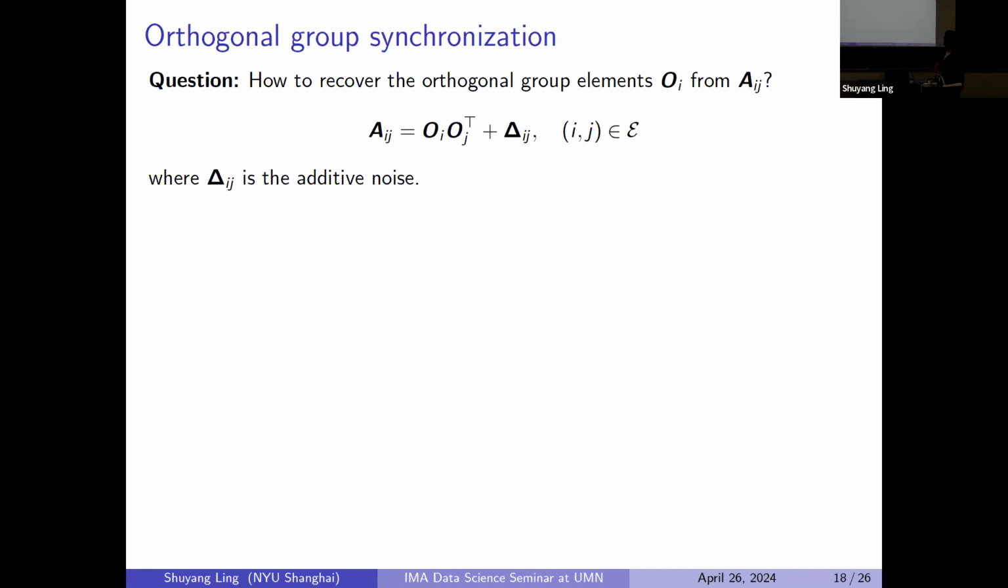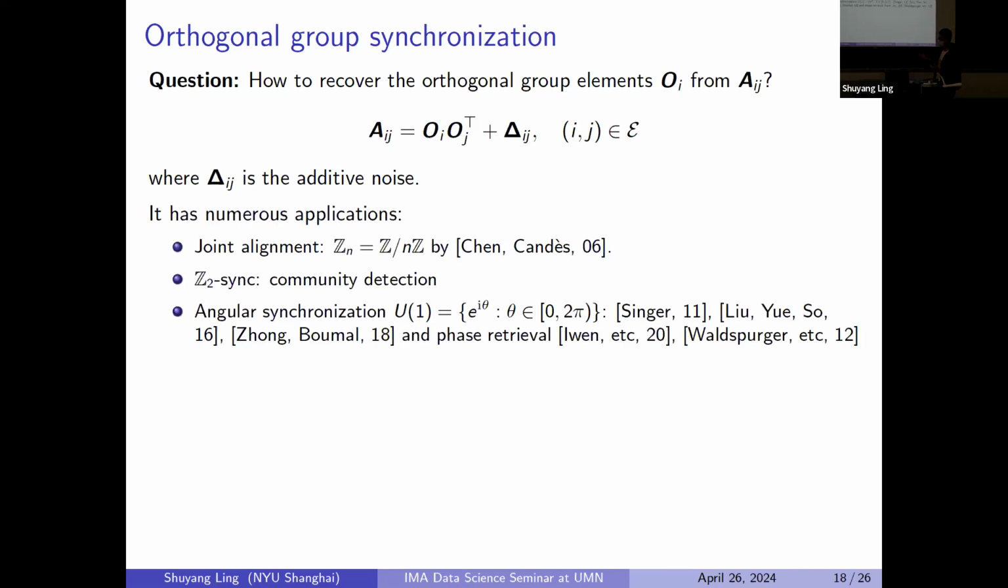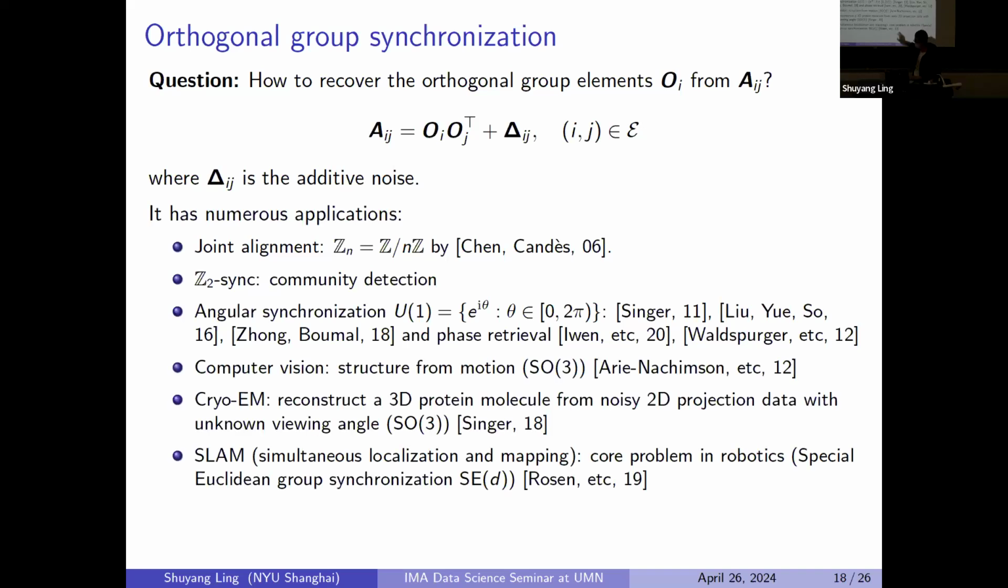Okay, so actually we are able to extend this result from Z2 synchronization, which means 1 and -1 spin, to the orthogonal group. So it's more general. Suppose you have Aij as a group synchronization, but over an orthogonal group plus an additive noise delta ij. And we'll do a similar thing. It's general, and it has many applications, for example joint alignment, angular synchronization, phase retrieval, etc. It also includes the Z2 synchronization as a special case, and also computer vision and cryo-EM, etc.